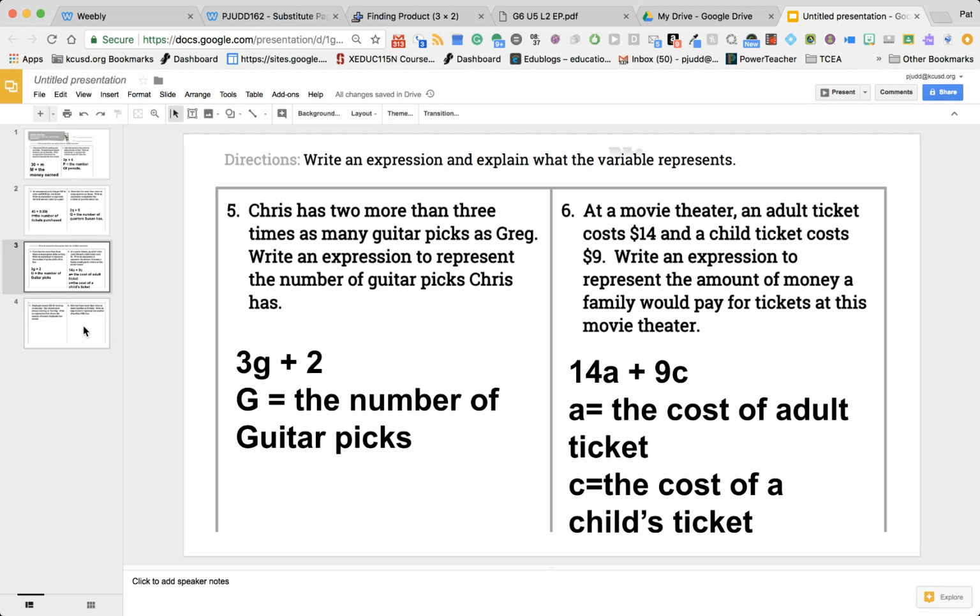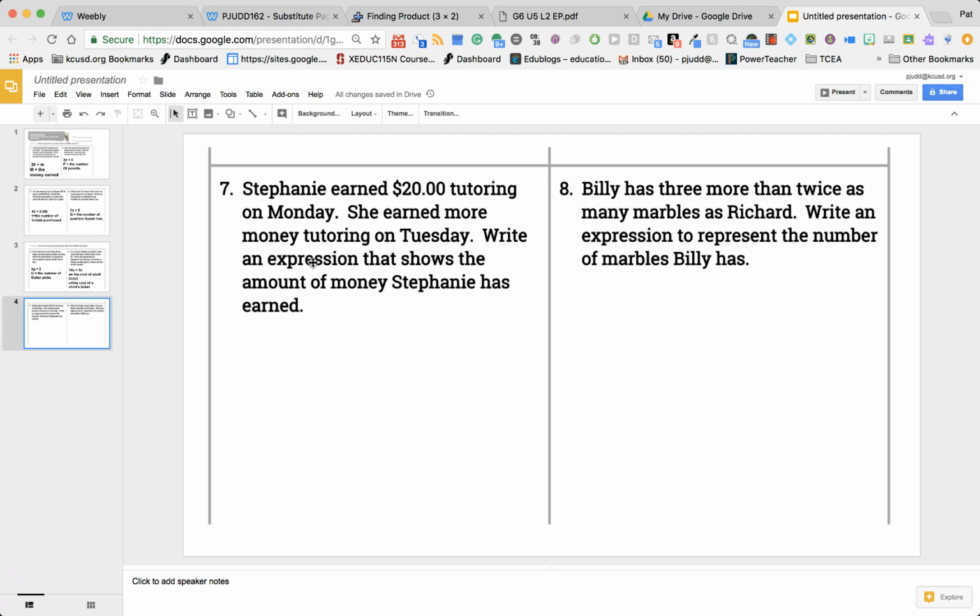So on to the last one. Steph, actually, I'm going to have you read these two first, and then you're going to write down the important information, write your expression and your explanation for the variable that you chose. Okay, so stop the video here, 5 minutes, complete 7 and 8, and we'll check back in. Okay, go.